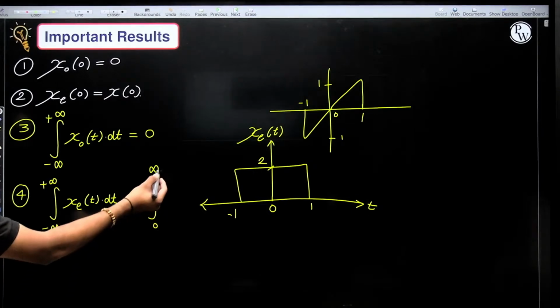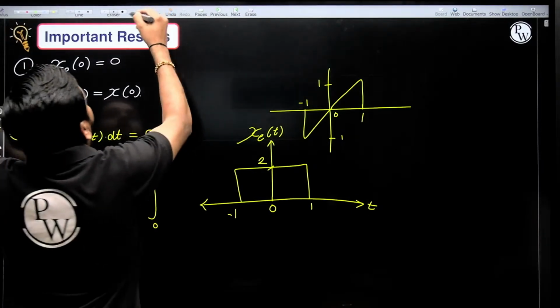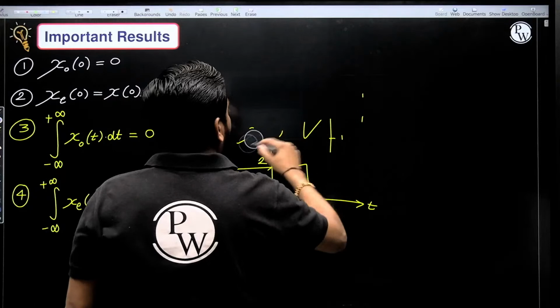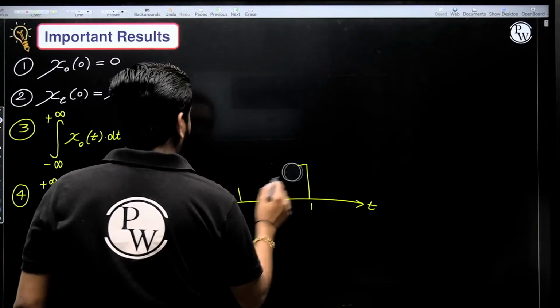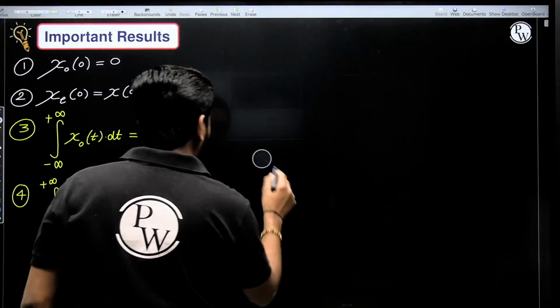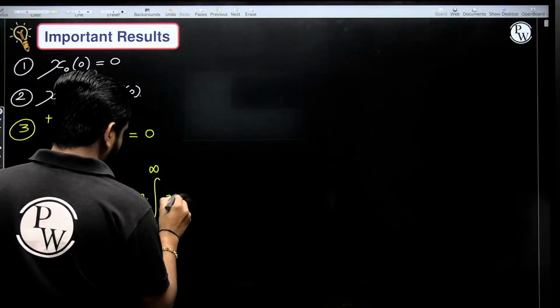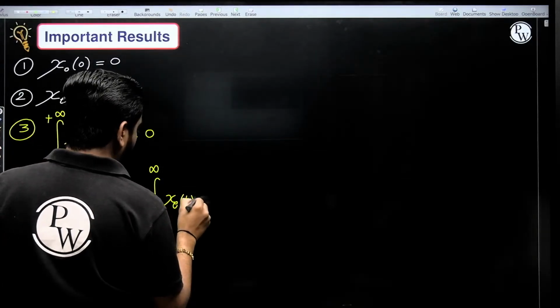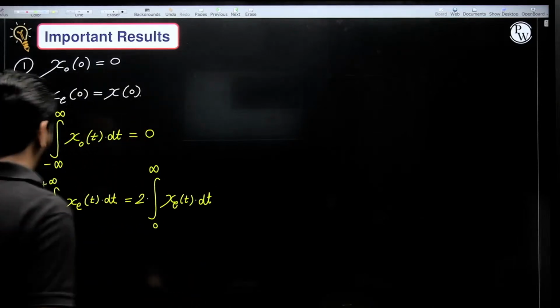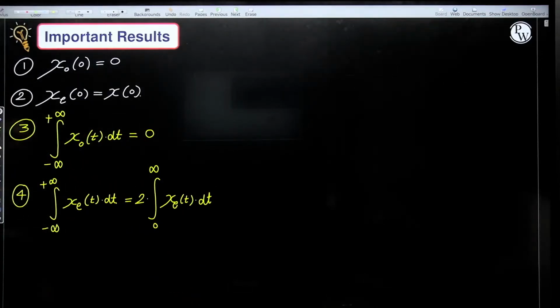So integration from 0 to infinity, 2 times x e of t dt. Here, fine. So this is the fifth result.